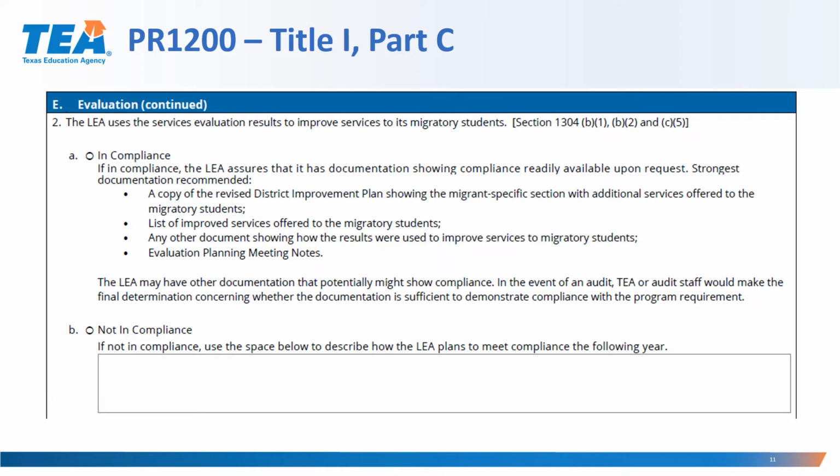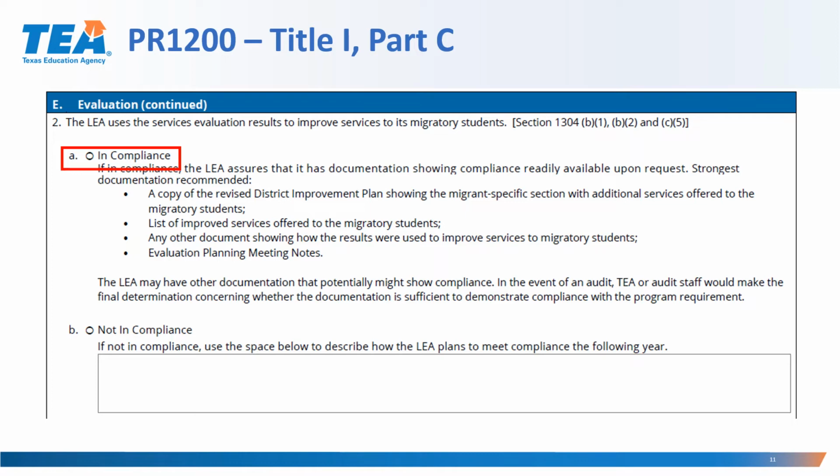Program Requirement E2, Evaluation. The LEA uses the service evaluation results to improve the services to its migratory students. If the LEA indicates that they're in compliance, the LEA assures that it has documentation showing compliance readily available upon request, and the strongest documentation recommended is the following: a copy of the revised district improvement plan showing the migrant-specific section with additional services offered to the migratory students, the list of improved services offered to the migratory students, any other document showing how the results were used to improve services to migratory students, the evaluation planning notes.